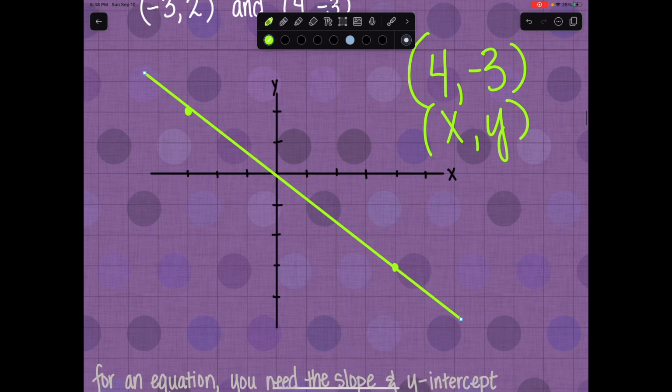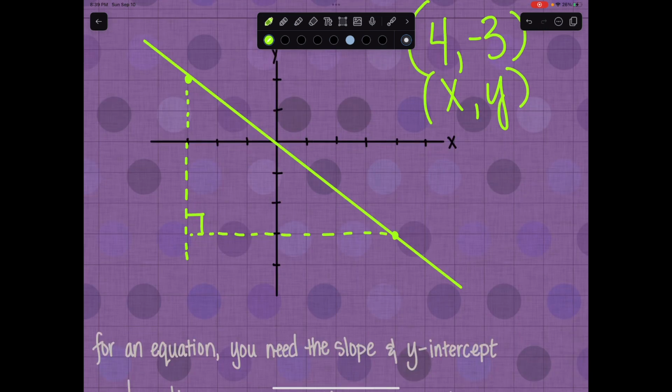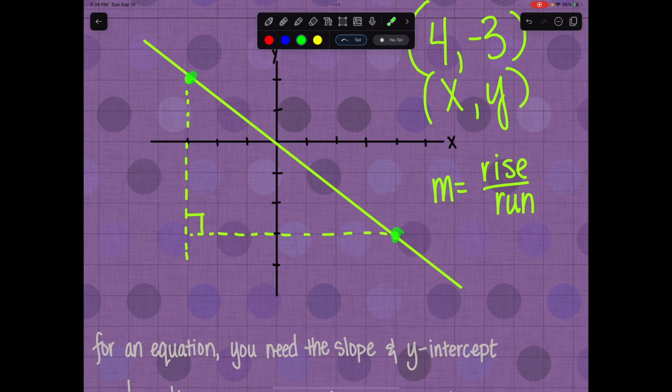Now, the next thing we're going to do with this line is draw a right triangle. I'm just going to bring this down. Oops, I went too far. That's all right. All right, there's my right triangle. Why did I draw a right triangle? Because I remember that the slope of the line is rise over run. And this is going to help me. How much do I rise when I go from this point to this point? Because I know those 2 points are on the line. So that'll help me figure out the slope.